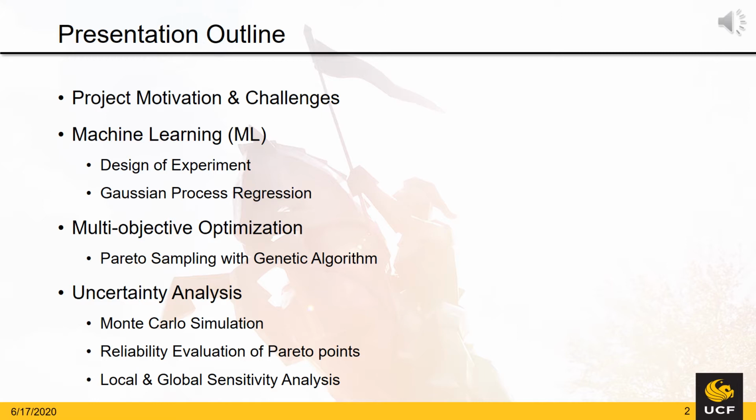Next, we will touch the topic of multi-objective optimization, considering the output from the surrogate model as an objective and imposing two more objectives for which a Pareto front was sampled. And finally, we will touch the field of uncertainty analysis, looking into the robustness of our ideal design points via Monte Carlo simulation. A comparison of a local and global sensitivity analysis will conclude the paper.